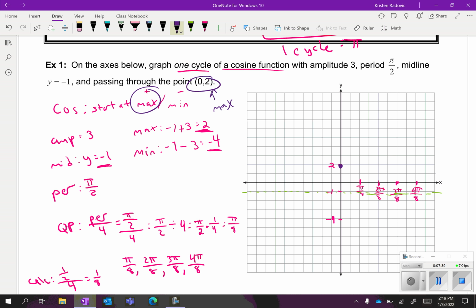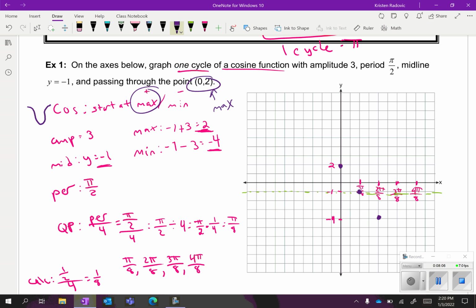So remember, cosine curves look like a valley. Because we're already at the maximum, we're now going to go to our midline. And be careful, the midline's not at the x-axis. The midline is at y equals -1. You're on your way down, so the next point is going to be on the quarter point at the minimum.